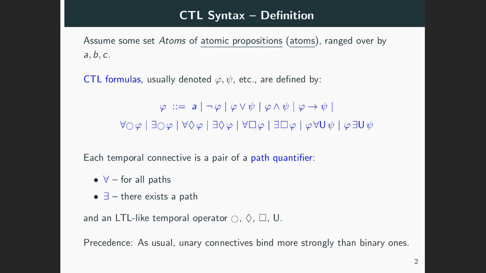In terms of precedence of the operators, which is relevant for disambiguating cases where we omit some parentheses, we apply the same convention as for LTL, which is actually quite a well-established convention throughout logic and programming languages. Namely, unary connectives bind more strongly than binary ones. However, since the CTL temporal connectives have a heavier syntax, we usually take no chances and we use a fully parenthesized notation.